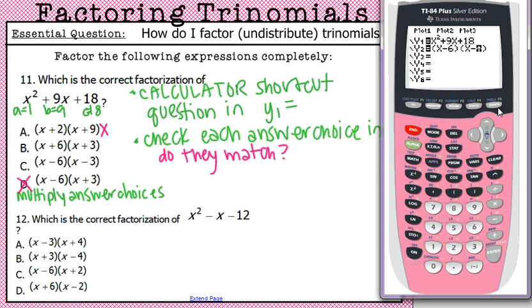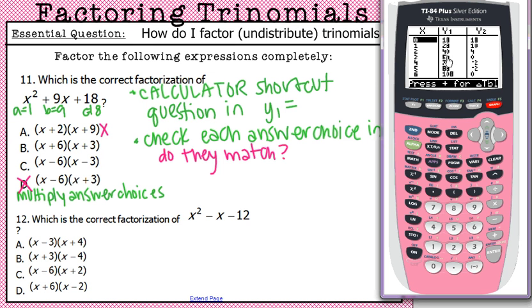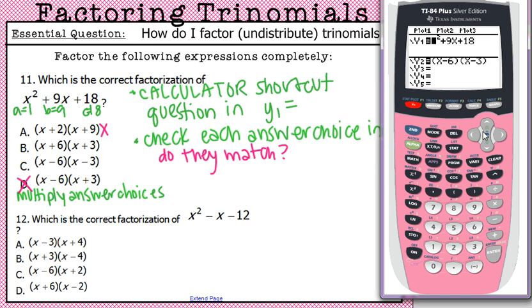And I go to the table, and I look. Those two match, but these two don't match. The rest of them don't match, so it can't be answer choice C. Again.